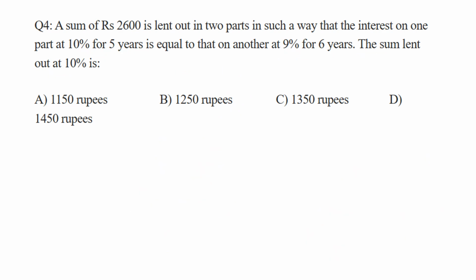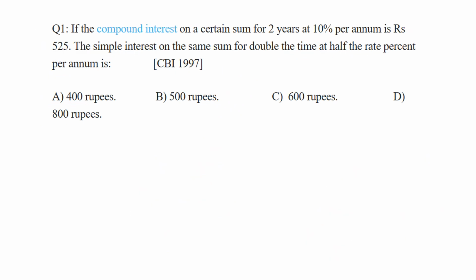So let's move to the next question. Well, they mentioned CBI 1997, but it's not the case here; we are taking this as one different type of model. If the compound interest on a certain sum for 2 years at 10% per annum is given, find the simple interest on the same sum for double the time and half the rate of percent. Here they are doubling the time and the rate of interest should be half.